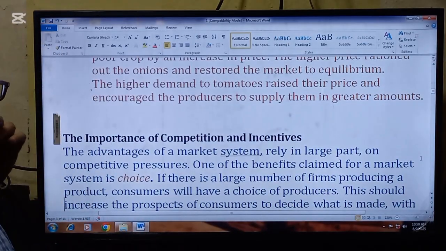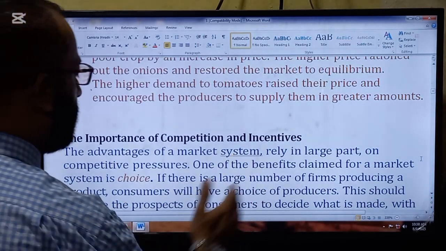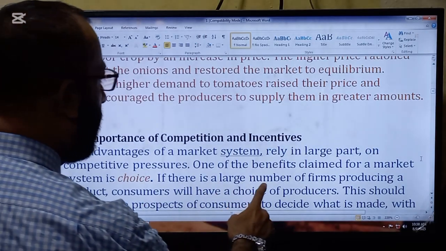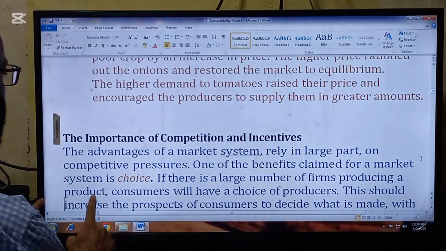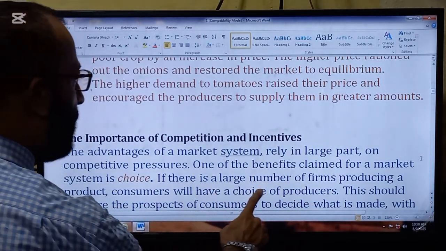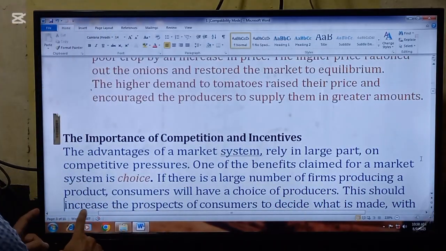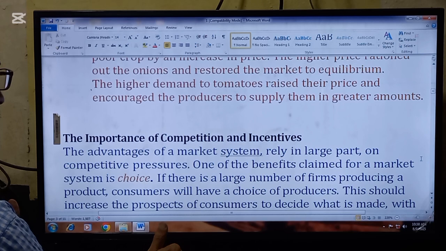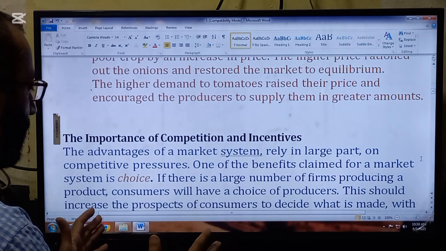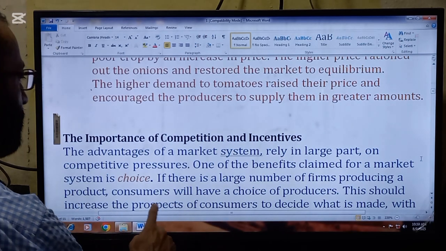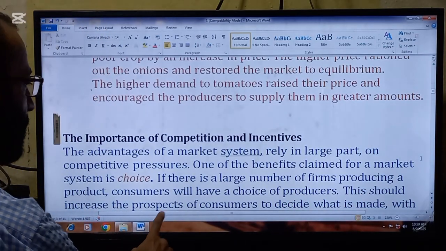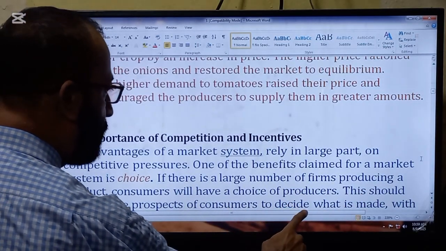The next thing that we are going to read in the lecture is the importance of competition and incentives. The advantages of a market system rely in large part on competitive pressures. One of the benefits claimed for a market system is choice. So this is the biggest advantage of the market system, because the consumers have a lot of choice. If there is a large number of firms producing a product, consumers will have a choice of producers.